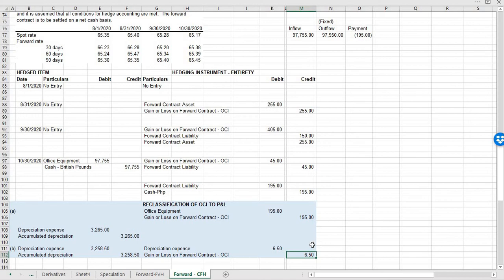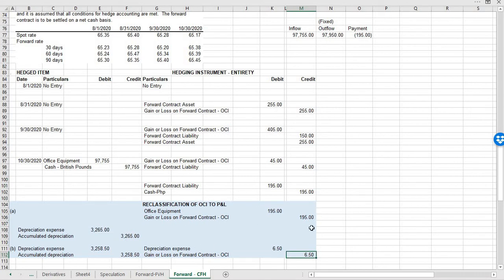So, this time, ang reclassification natin ay paunti-unti. So, mauubos lang yung OCI dito sa second option at the end of the useful life of the office equipment. So, mas mahirap mag-reclassify ng OCI to P&L kapag etong pinili mo yung second option. Kasi every recording ng depreciation expense natin, doon na tayo magkakaroon ng reclassification.